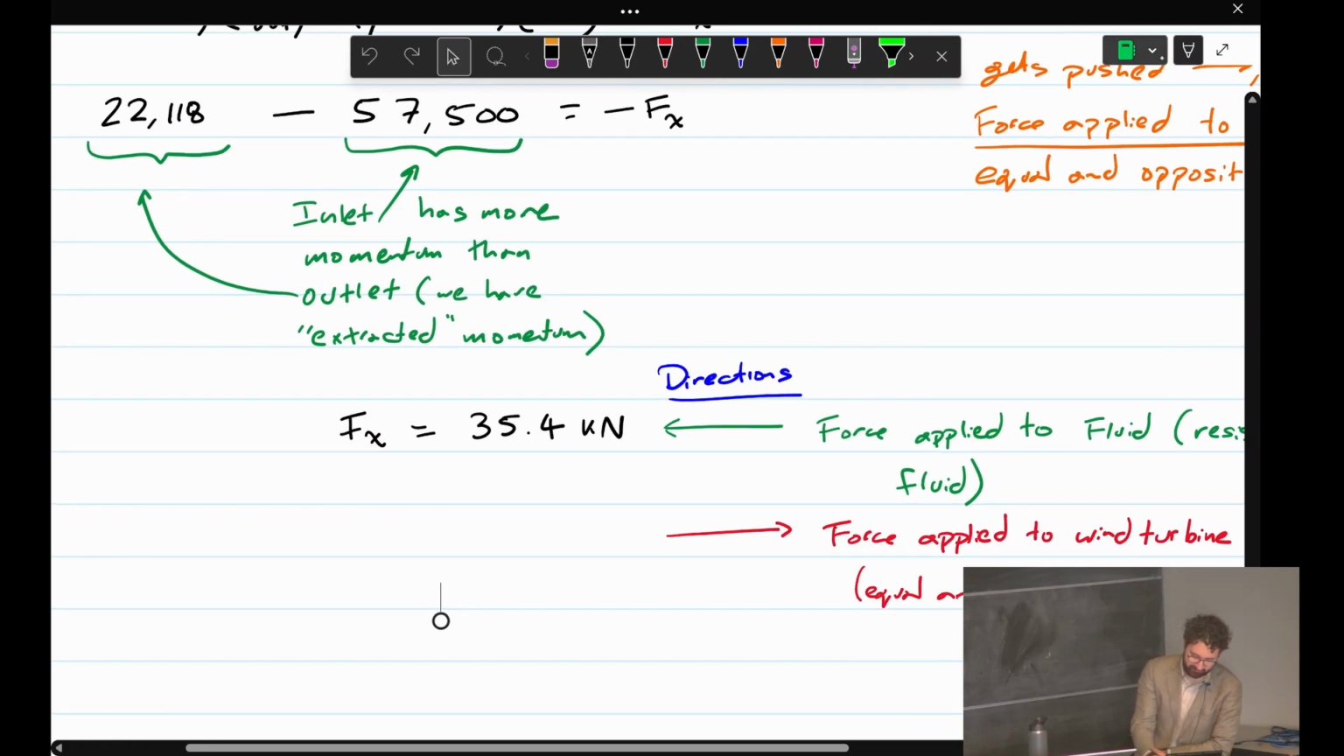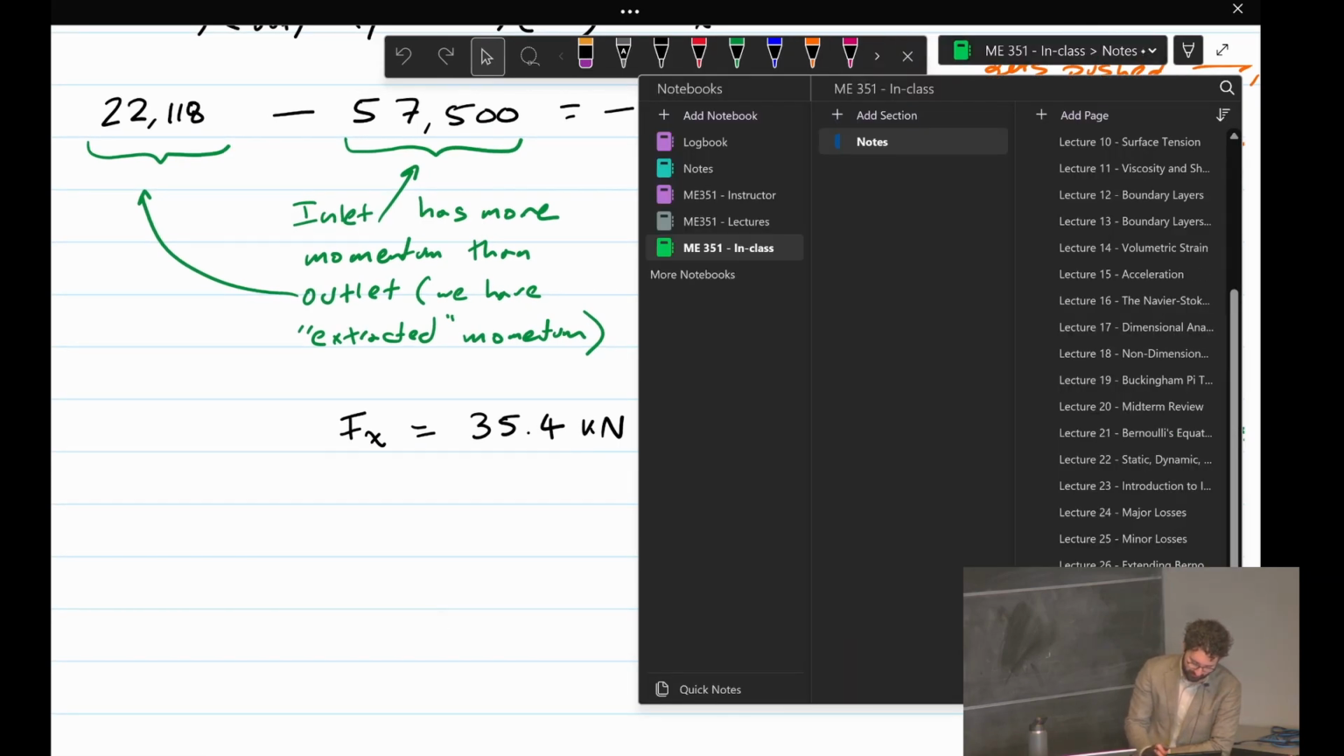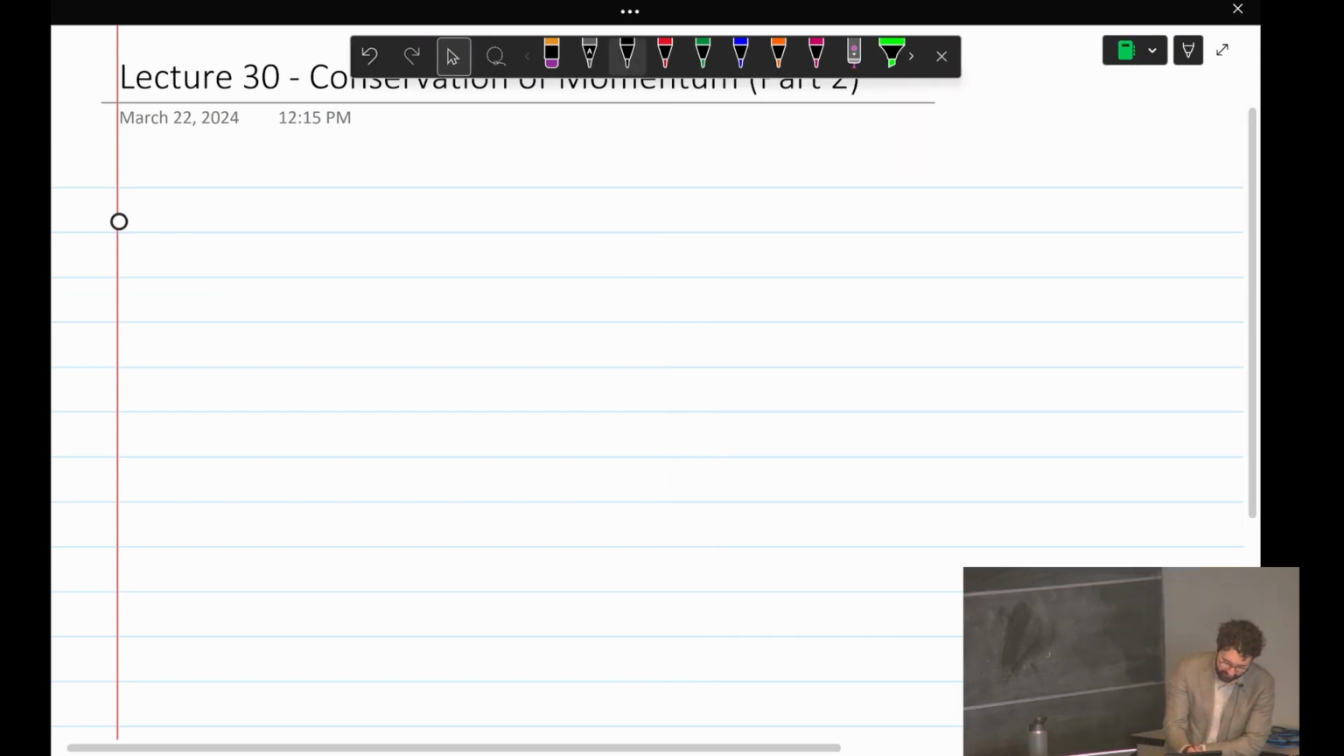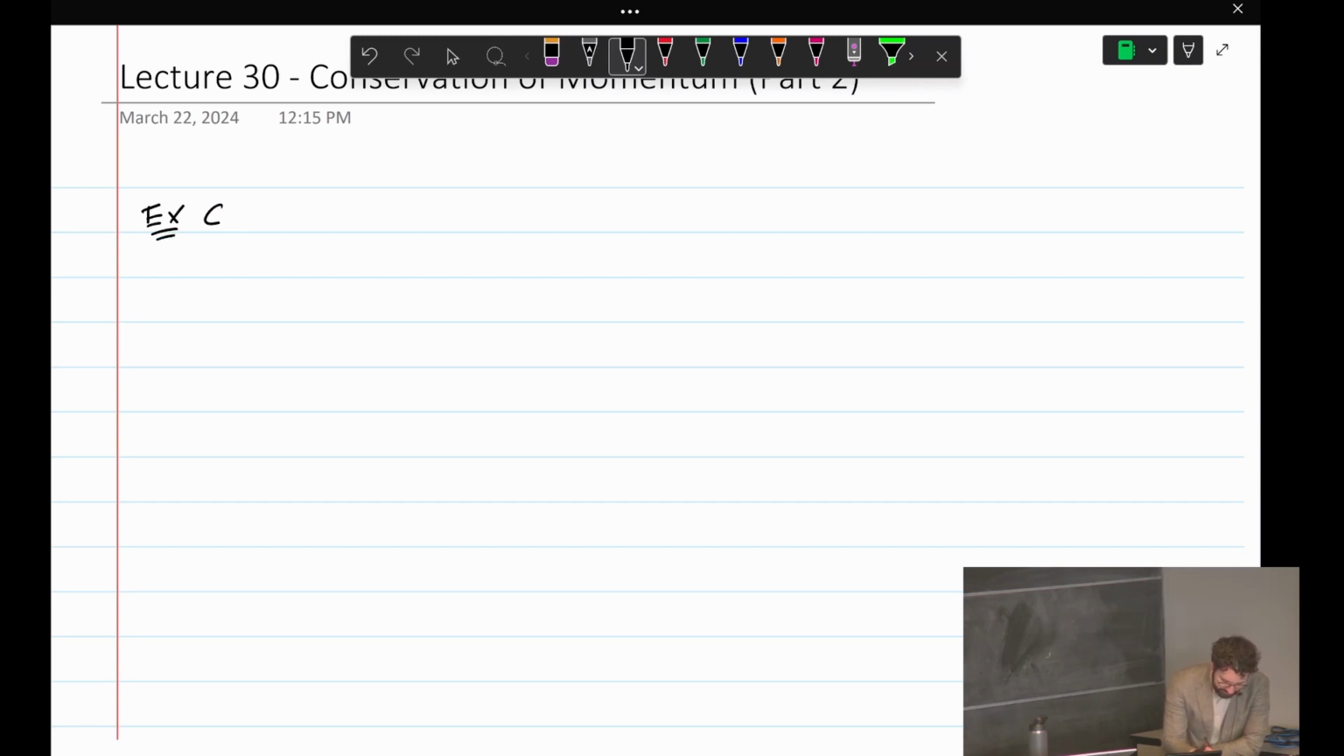Okay, we're going to see this force direction, assumed force direction, actual today a couple times. So let's get into our examples. The first example is calculate the force required to hold this elbow in place.